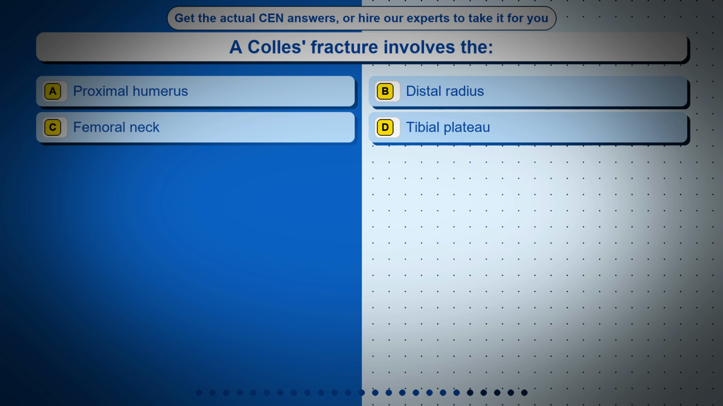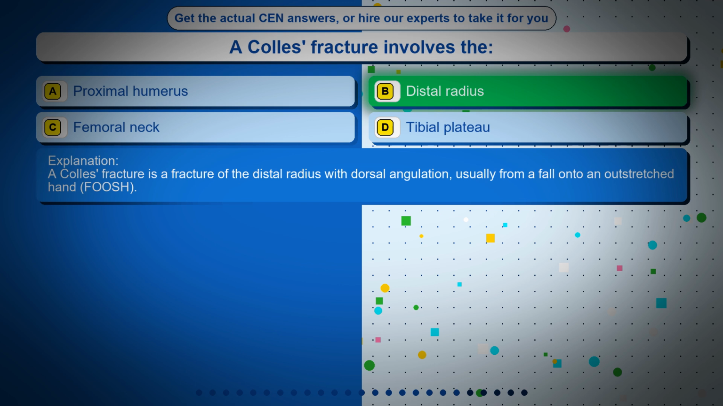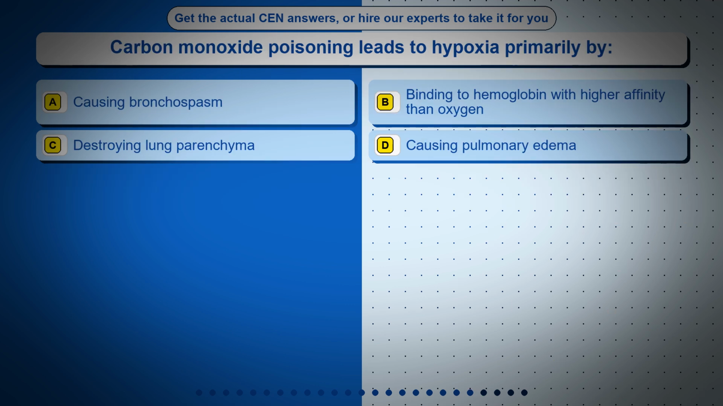Question 20. A Colles' fracture involves option A, proximal humerus, option B, distal radius, option C, femoral neck, option D, tibial plateau. The correct answer is option B, distal radius. A Colles' fracture is a fracture of the distal radius with dorsal angulation, usually from a fall onto an outstretched hand, FOOSH.